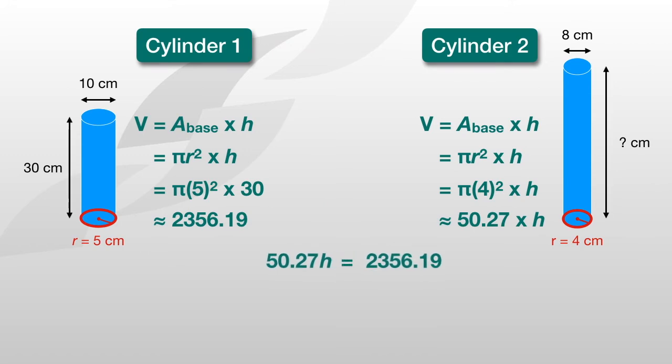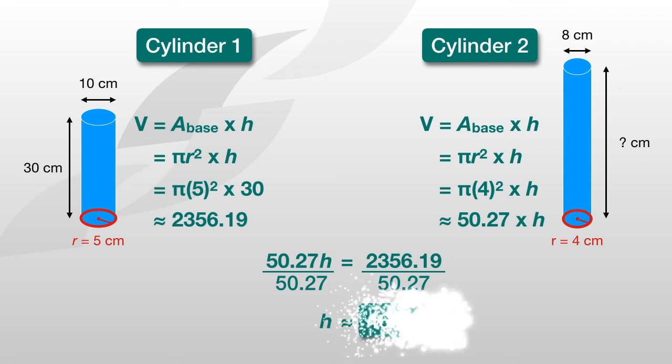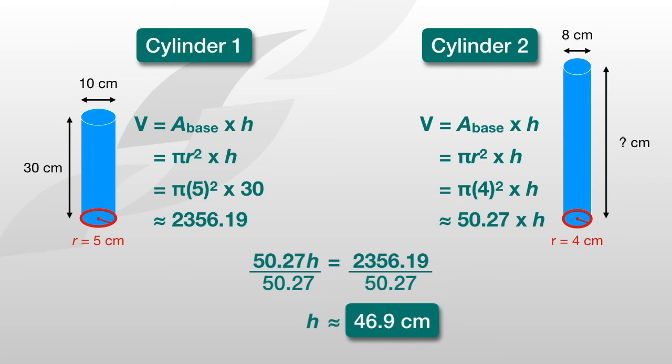To solve this equation, we need to isolate h. So let's divide the left side by 50.27. To keep the equation balanced, we also need to divide the right side by the same amount. This shows that h is approximately 46.9 centimeters.